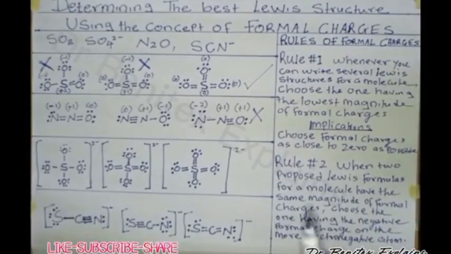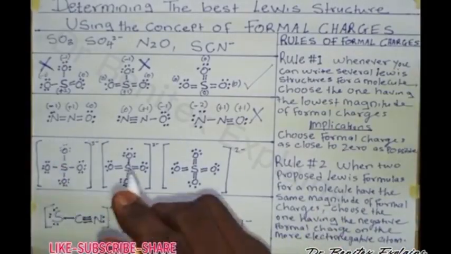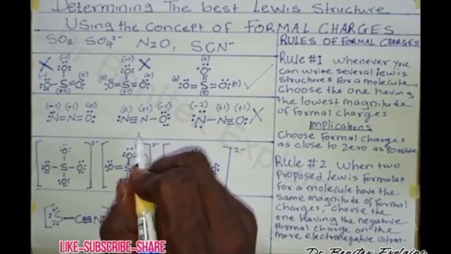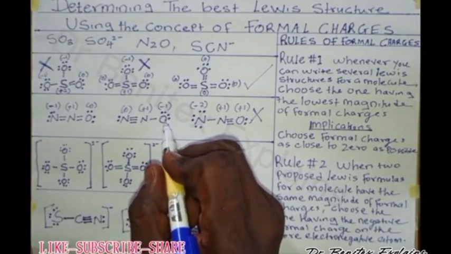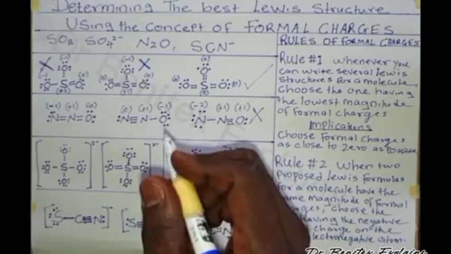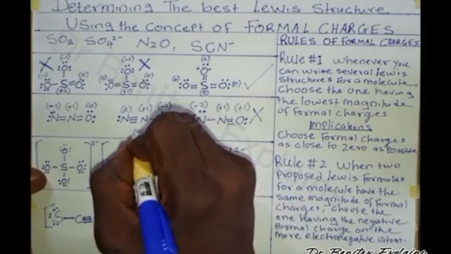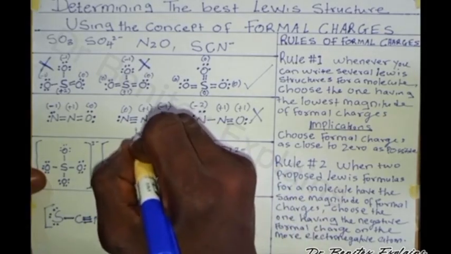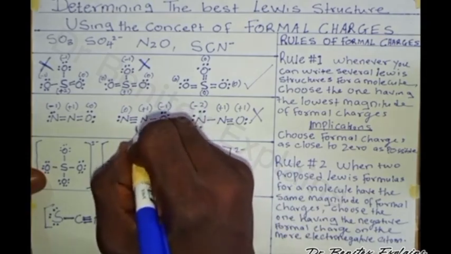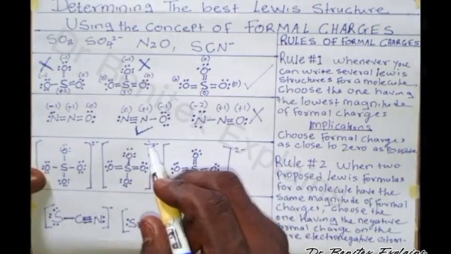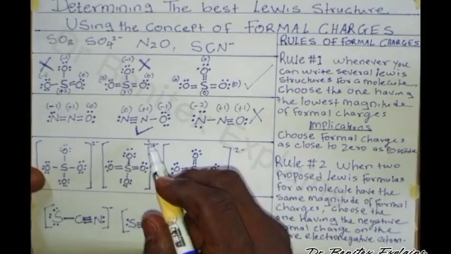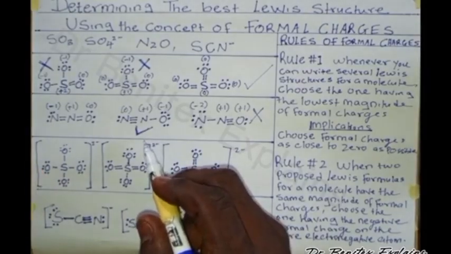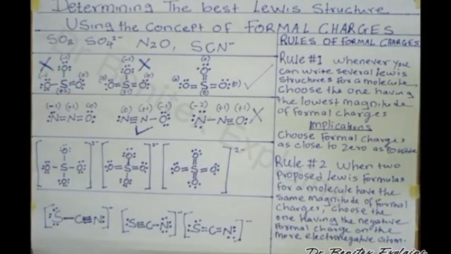Let's check. From the structure, I can see that the structure at the center has a negative formal charge on oxygen. So therefore, the correct Lewis structure here is this one. So this is the correct Lewis structure for N₂O. Let's go to the next structure where we have SO₄²⁻. That is the tetraoxosulfate(VI) ion.